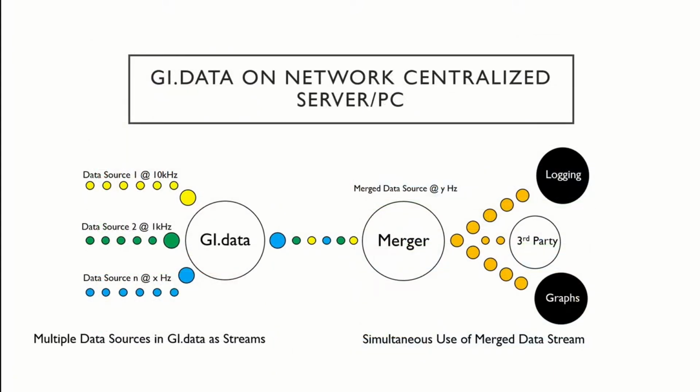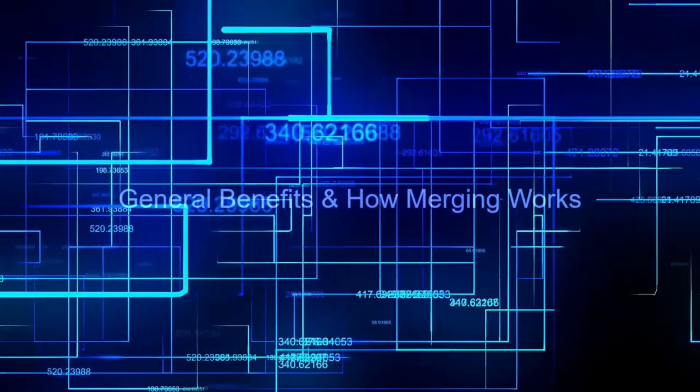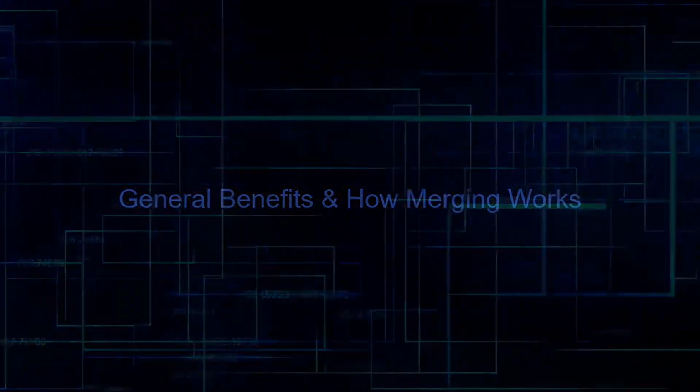With GI Data running on a network centralized server, or PC, it is possible to merge time-synchronous measurements from multiple buffers into a single data source, which can be visualized on a single chart, or logged to a single file. So why is the ability to stream and merge data from several sources a useful feature to Gantner customers? To answer this question, we will cover the general benefits of merged streams and how the merging process works.